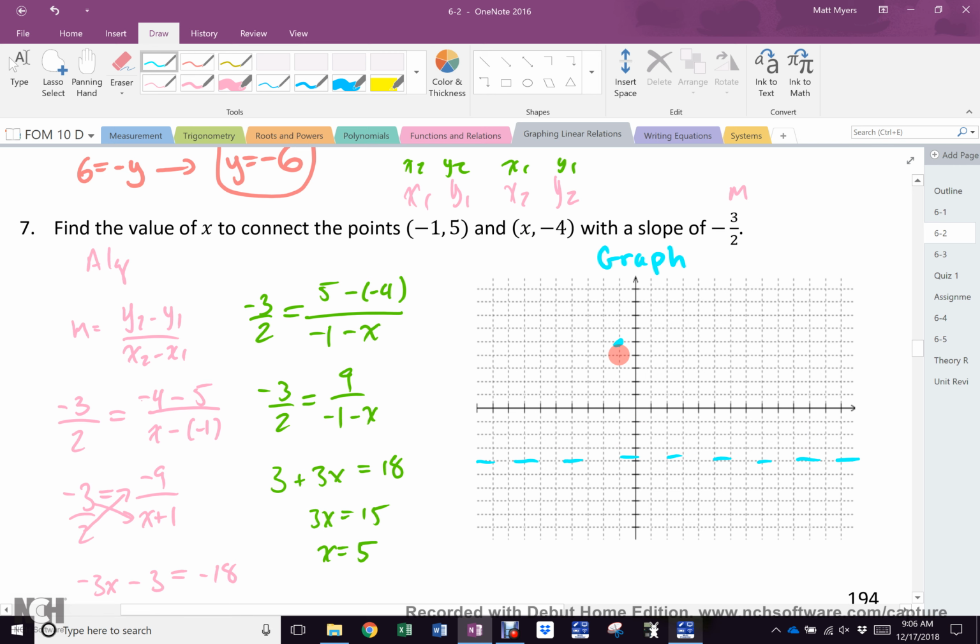So down 1, 2, 3, right 2. Am I at my line yet? Nope. Down 3, 1, 2, 3, right 2. Am I at my line yet? No. Down 1, 2, 3, right 1, 2. Am I at my line now? Yes. And what is that x value? 1, 2, 3, 4, 5.